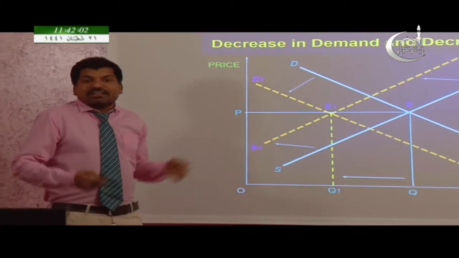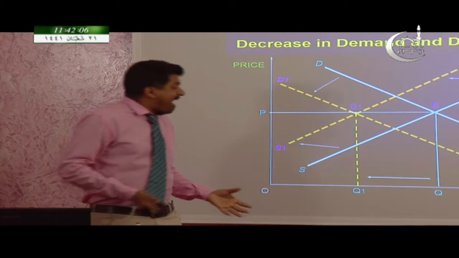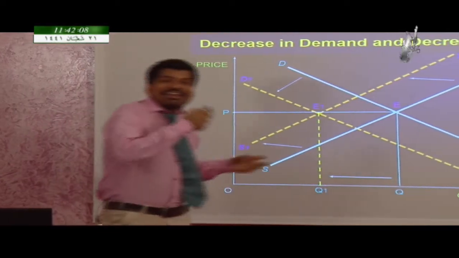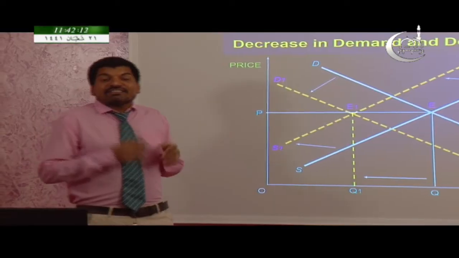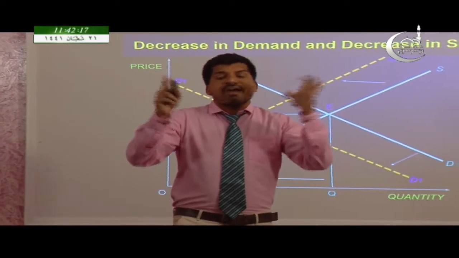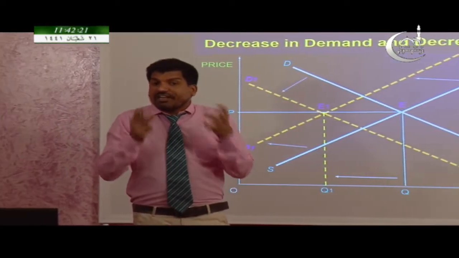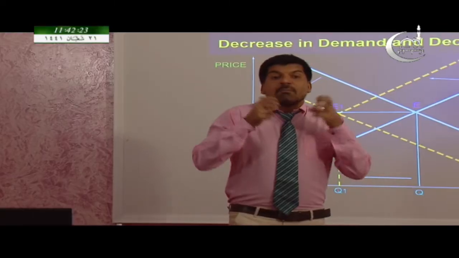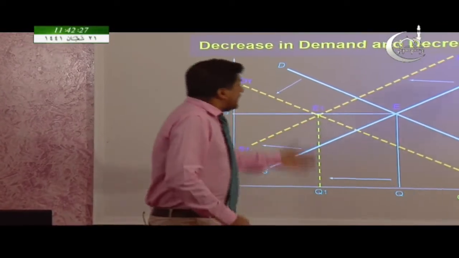So as a result, what is the impact? The market price remains the same and market quantity decreased. That's the effect of a decrease in demand and a decrease in supply on market price. So here you don't have to memorize these things. The diagram will tell you what is happening to the market price and market quantity. So look at this.